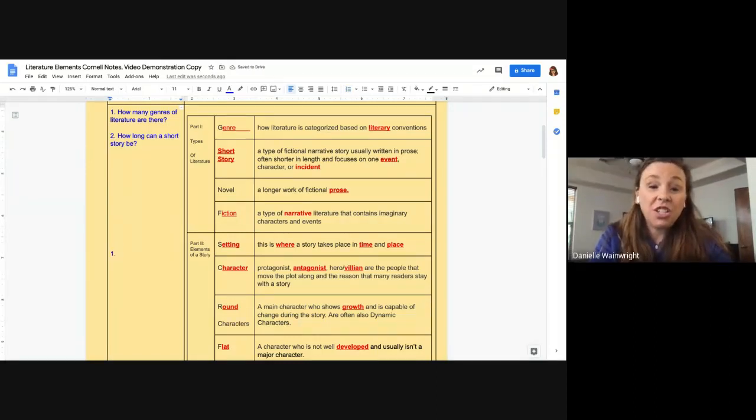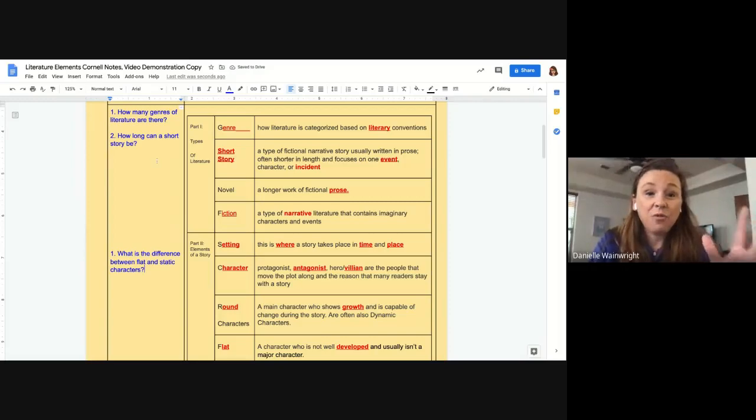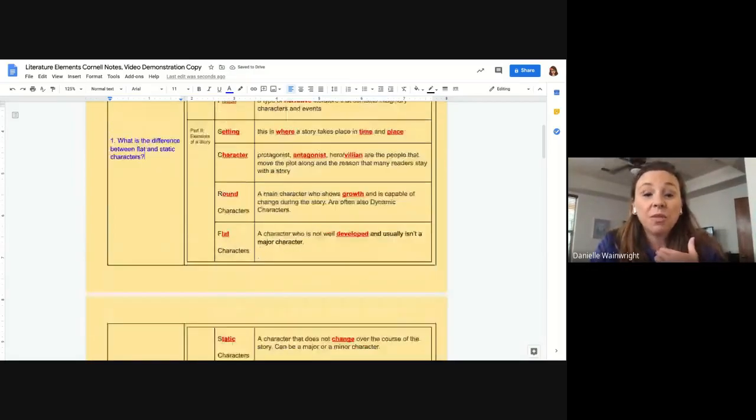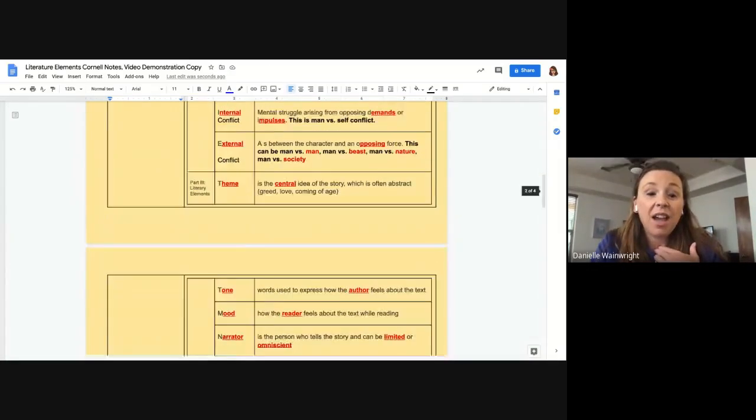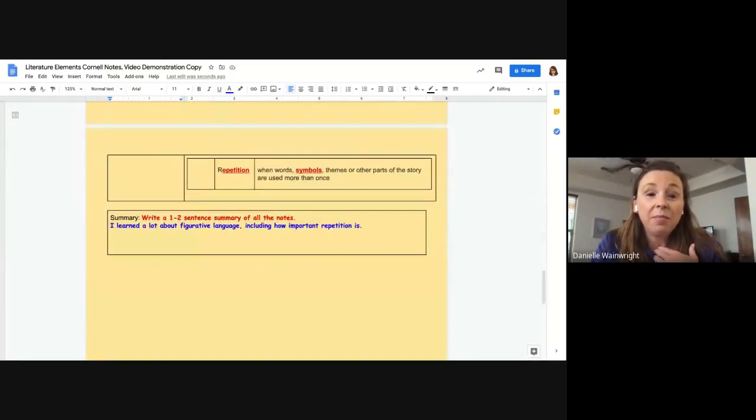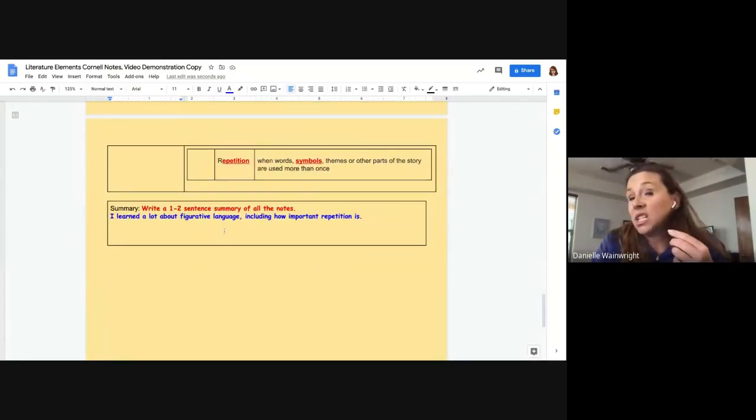If I still have a question between, I could ask a question. What is the difference between flat and static characters? Okay, so 5 questions like that. Then, of course, when you're done at the end, you have to come down to the bottom, and you have to write your 1 to 2 sentence summary of what you learned in these notes.